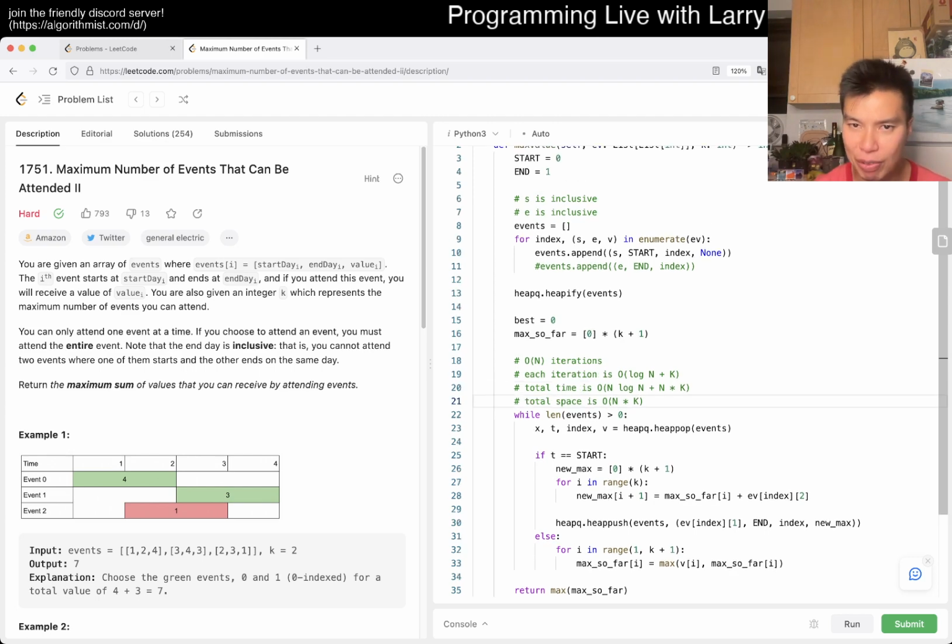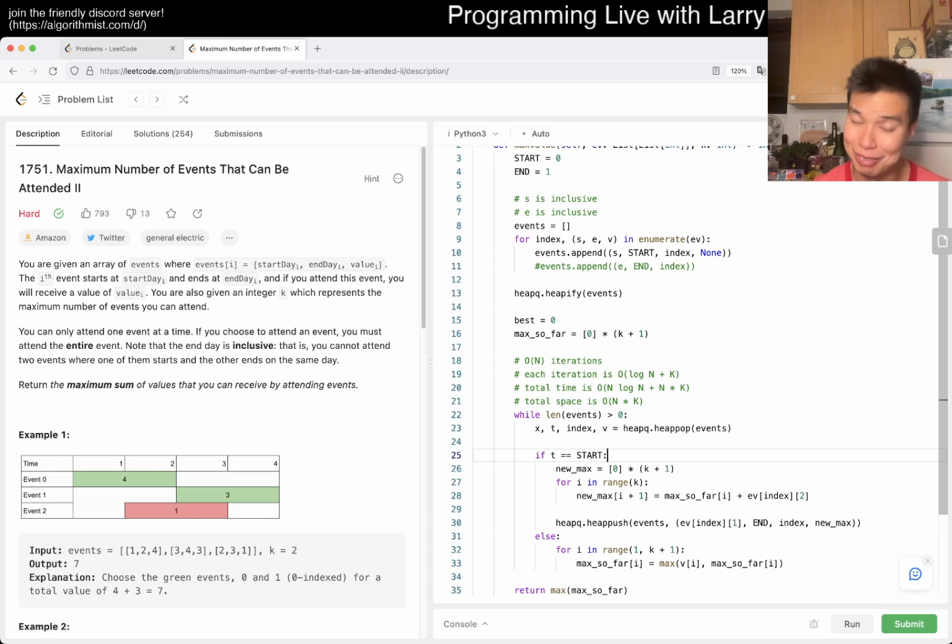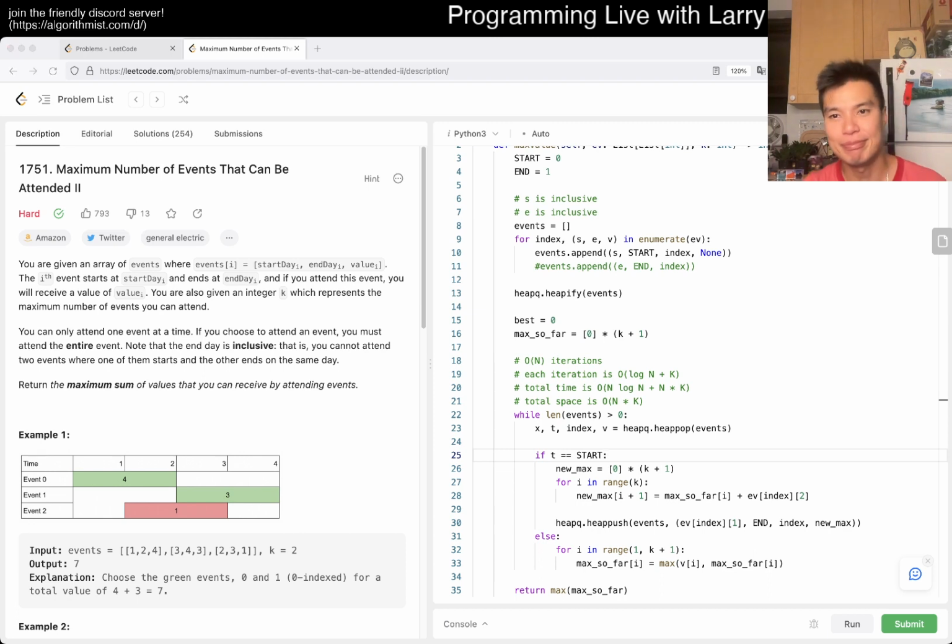And that's pretty much all I have for this one. Hopefully I didn't waste too much time. I just missed one of the variables, so I don't know. But yeah, that's all I have for this one.